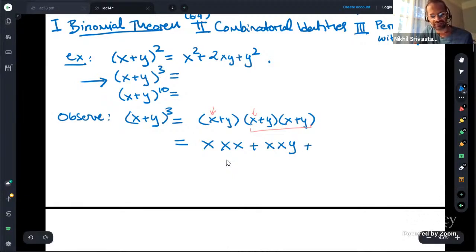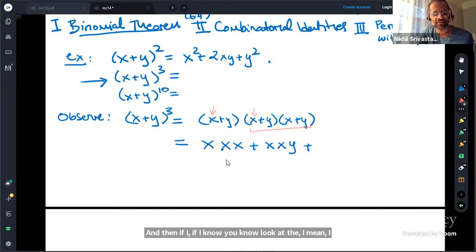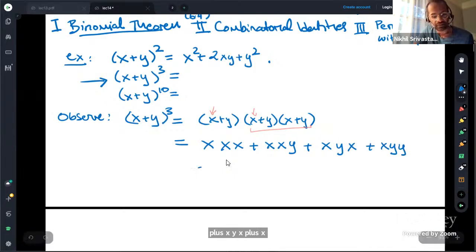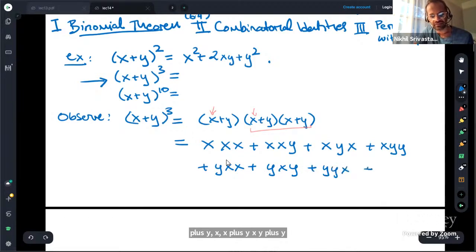I need to be a little bit organized about how I do this, but one way to do it, you would get terms like x, x, x plus x, x, y plus x, y, x plus x, y, y plus y, x, x plus y, x, y plus y, y, x plus y, y, y. If you keep applying the distributive property, this is what you'll get. You'll get 8 terms.